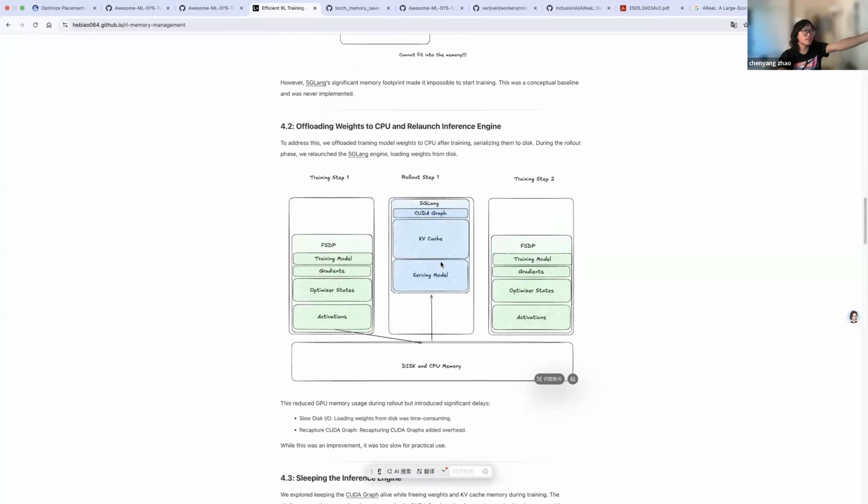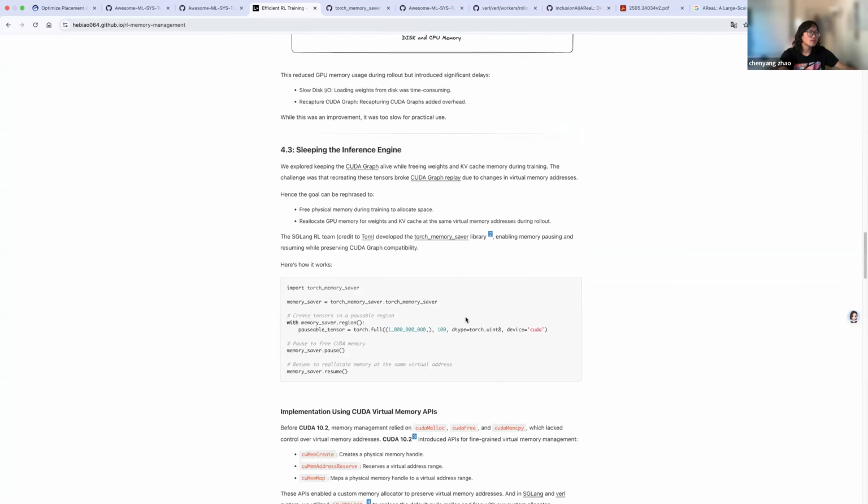The first working style is the most naive one. We have the rollouts, then we offload or release the engine from the GPU, and then we upload the next one, the training engine. Okay, let's go next.